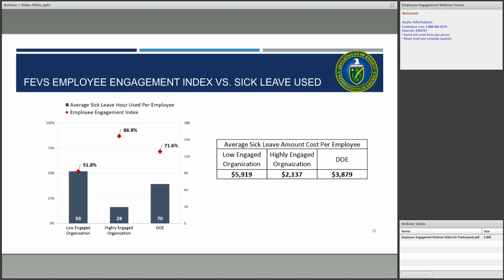Next is absenteeism. It is true that a highly engaged employee is less likely to take sick leave. In this highly engaged organization, the average sick leave per employee per year was 29 hours. Compared to this low engaged organization, the average sick leave per employee per year was 93 hours. That is more than 200% in difference. And the average sick leave cost per employee is about $3,800 in difference. So this data shows that highly engaged employees tend to use less sick leave than less engaged employees.